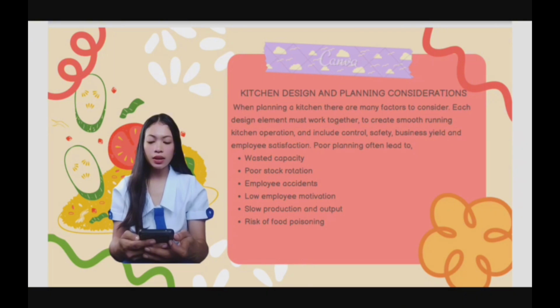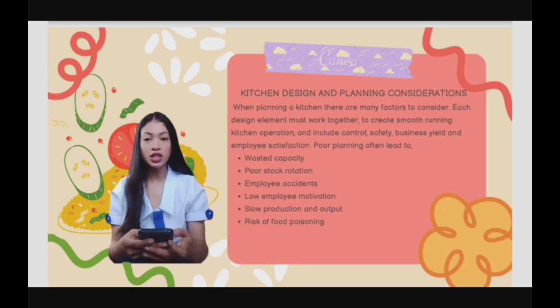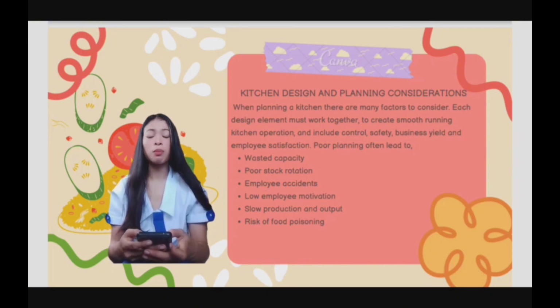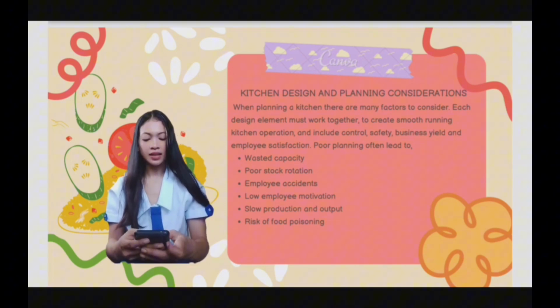So when planning a kitchen, there are many factors to consider. Each design element must work together to create a smooth running kitchen operation and include control, safety, business yield, and employee satisfaction. Poor planning often leads to wasted capacity, poor stock rotation, employee accidents, low employee motivation, slow production and output, risk of food poisoning. So those are examples of what can happen when you have a poor kitchen design.